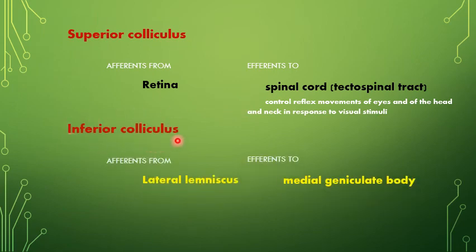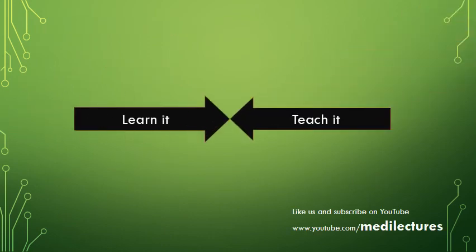Next one is the inferior colliculus, the inferior most part of the tectum, which has the afferent from the lateral lemniscus. The sound impulse is carried through the lateral lemniscus and gives the efferent to the medial geniculate body of the thalamus. So these structures, superior and inferior colliculus, are more involved in the special senses. The superior colliculus is involved in vision and the inferior colliculus is involved in sound. Thank you.